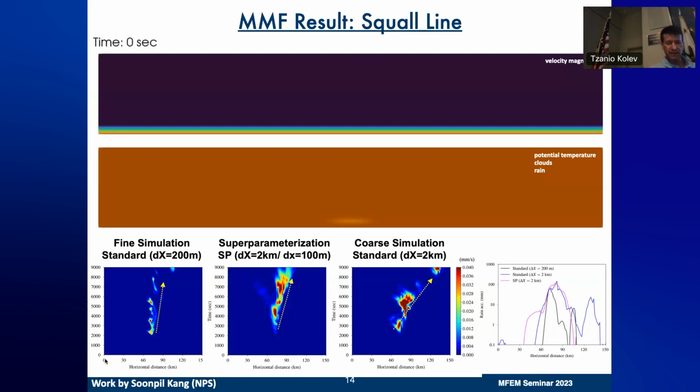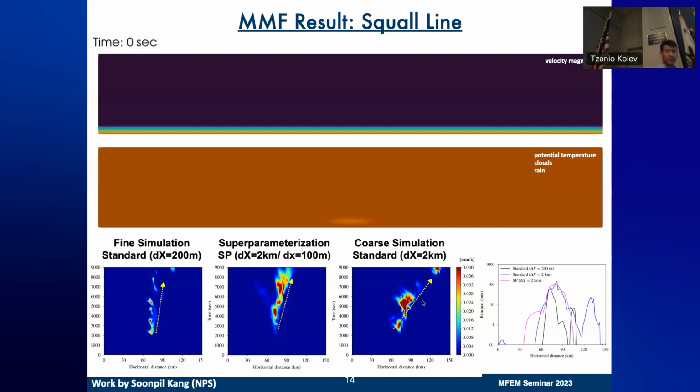What you see is these plots show the horizontal distance in kilometers of this domain down here, and then the time from 0 to 9,000 seconds. This is the amount of rain being collected on the surface. These arrows show basically the speed of the storm. If you have a fine simulation, the storm is moving in this direction. For the coarse simulation, the angle of the way that storm is moving is a little less, and then the super parameterized or multi-scale modeling framework is closer to this high resolution simulation than it is to the coarse simulation.